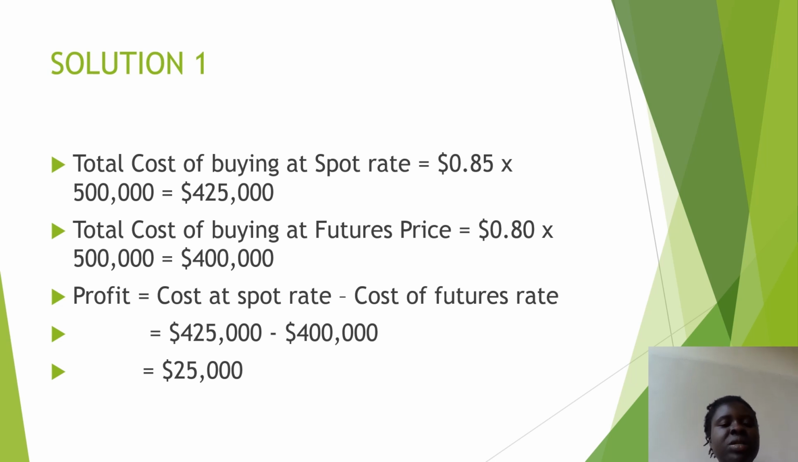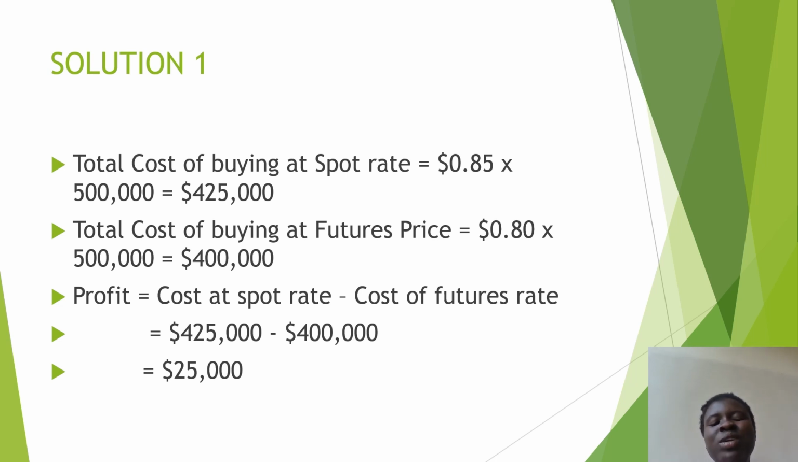If he goes and sells these 500,000 euros that he got in the futures market, and another person buys it from him at the spot rate, he's going to get $425,000. So the person is going to gain. That's the analogy behind it. It's just the total cost at the spot rate minus the total cost at the futures rate. This is $425,000 minus $400,000, and you get $25,000.